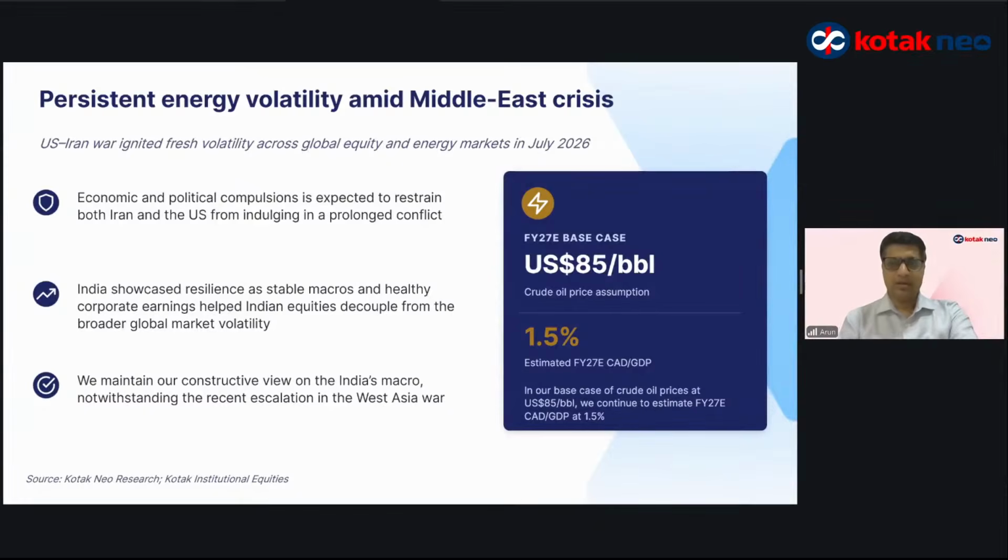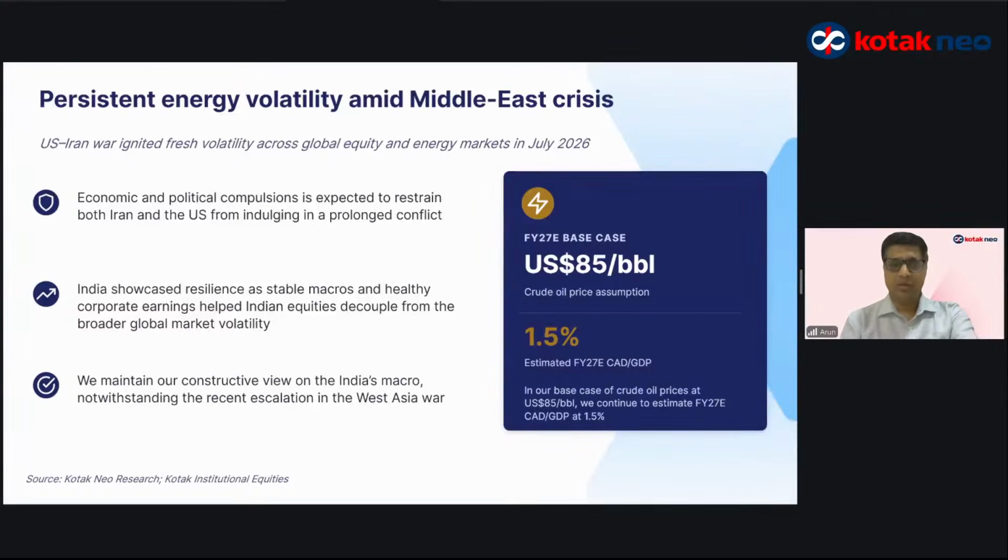Now let's look at exactly what has been impacting the market. One, we talked about how the escalating Middle East conflict has ignited fresh volatility across global equity as well as energy markets in July. The Brent and crude, as we talked about, saw a sharp increase, though they have cooled off relatively from the peaks that we saw last month. But again, the overall Middle East scenario continues to remain volatile.